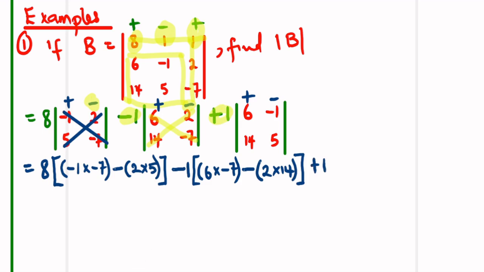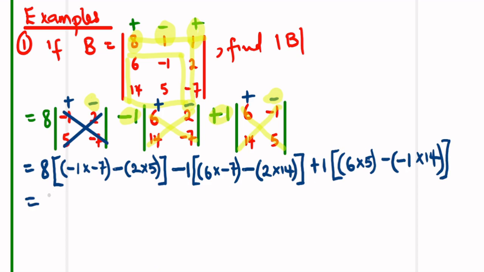So plus 1, then we'll open a bracket for the determinant of that 2 by 2 matrix. So we have 6 times 5, which is the first diagonal. Then minus the second diagonal. Remember, because we have this minus sign here. So minus the second diagonal. The second diagonal is minus 1 times 14. Now we'll have to simplify this.